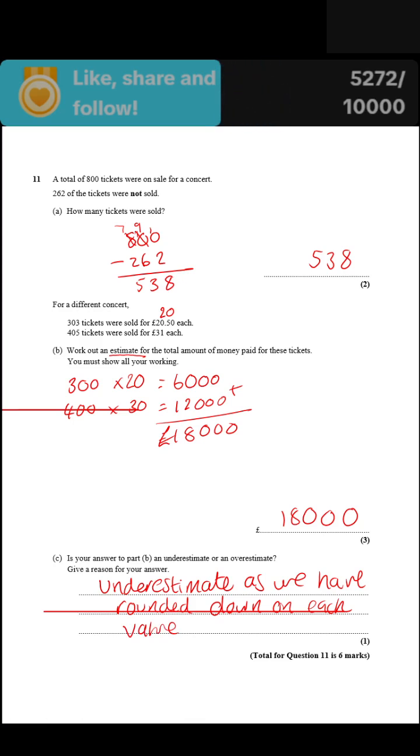You're not able to write 18k. If you write 18k, you aren't getting the mark, because k stands for a constant value which we'd use in proportion.